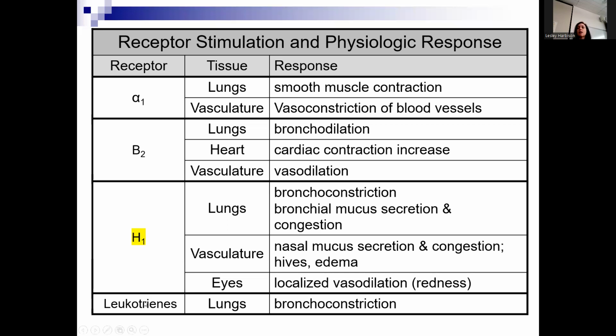Leukotrienes are another receptor. I don't remember if we talked about leukotrienes in the second PowerPoint or not, but in the lungs, if a leukotriene is stimulated, then we have bronchoconstriction, yet again another probably non-desirable effect, especially if you have asthma or allergies or a cold or something. And so a lot of things that work on leukotrienes are going to be blockers.